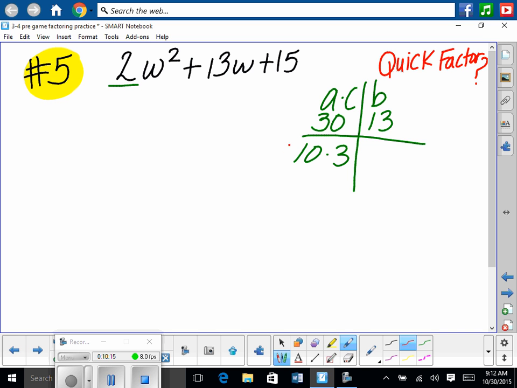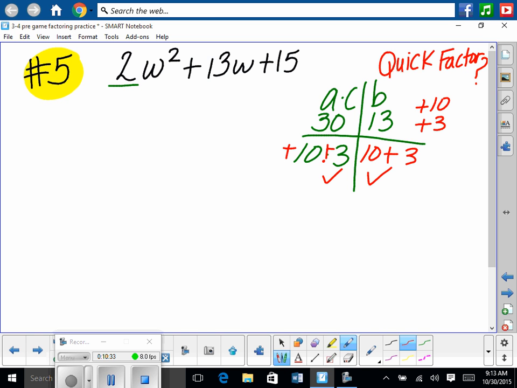But both would need to be positive, okay? Now positive 10 times positive 3 is positive 30, and then 10 plus 3 is 13. So it works in both cases. So our factors are, and I'm going to write it over here, positive 10 and positive 3. But we cannot quick factor.